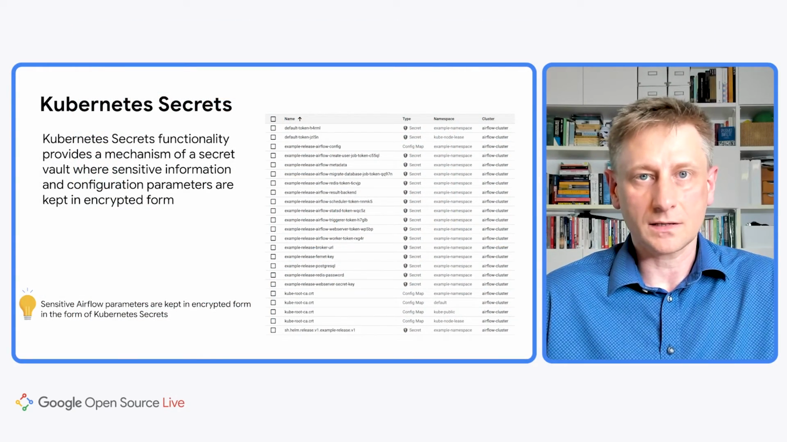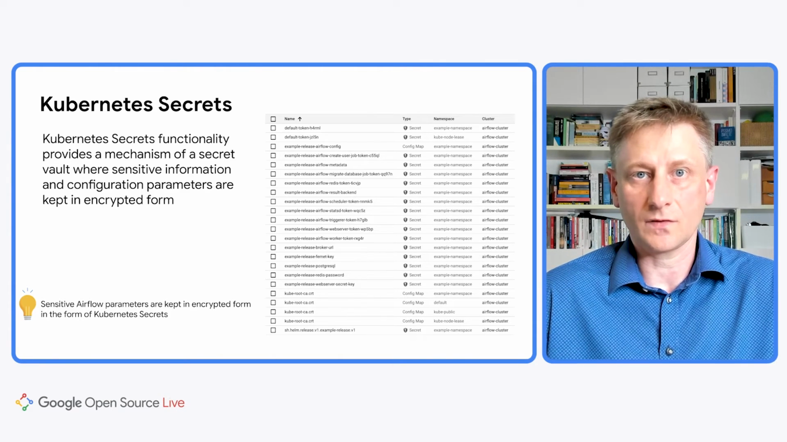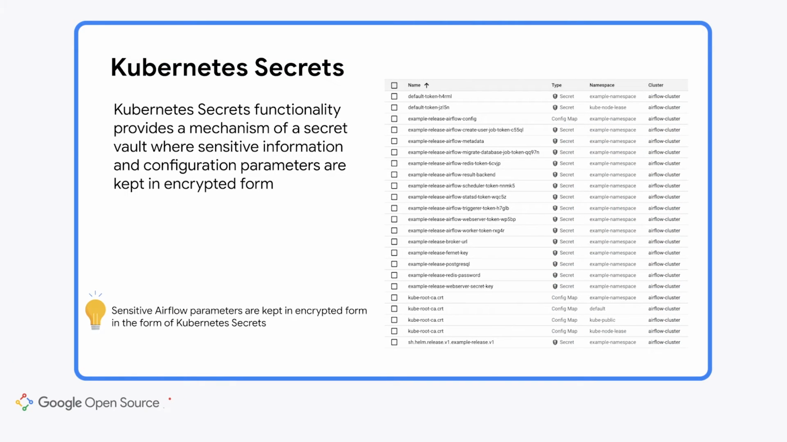Another very interesting feature that Kubernetes offers you is Kubernetes secrets. In any distributed system like Airflow, definitely you have parameters that are sensitive and should not be exposed in clear text to, for example, users or other components. Here Kubernetes secrets come into play because you can store all those sensitive parameters in a secret vault, where those parameters will be encrypted. And they will never be exposed to users or Kubernetes pods in clear text.